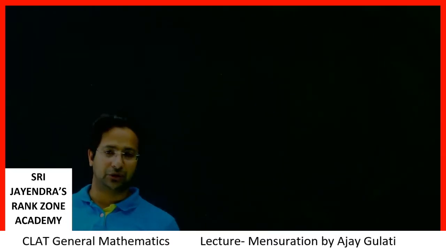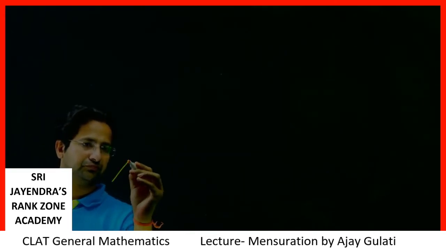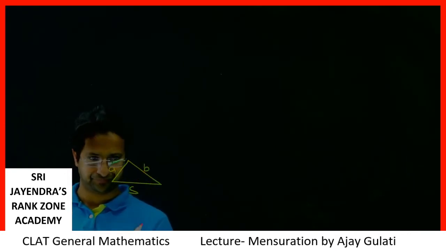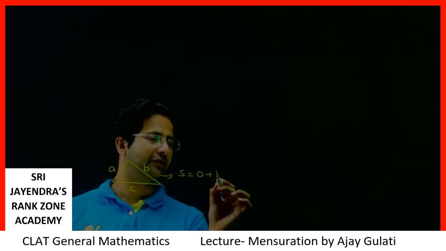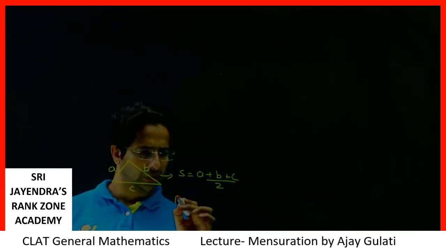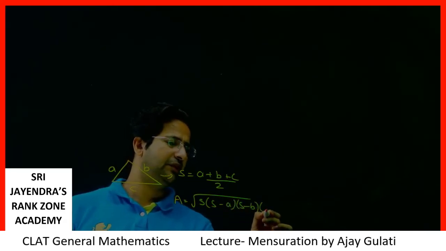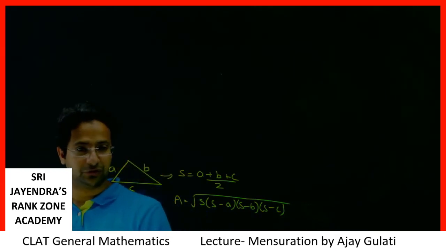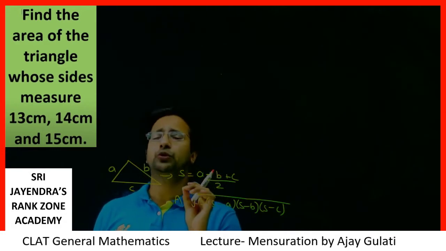So students, let's come back to Heron's formula. What was Heron's formula? Let's say we have a triangle like this. These sides measure A, B and C. Then what is the semi-perimeter? Semi-perimeter is half of the perimeter. And what is the area? Area is the square root of S into S minus A, S minus B, S minus C. This is the area of the triangle. Now let's start with the question. Find the area of a triangle whose sides measure 13, 14, 15. Dear students, please pay full attention. I'll give you two very good solutions of this question.